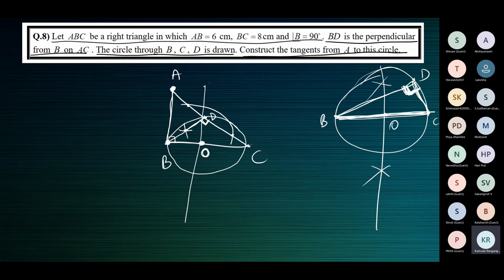So from the external point A, children, am I clear and audible? Yes, ma'am. Okay, thank you. So A is the external point.